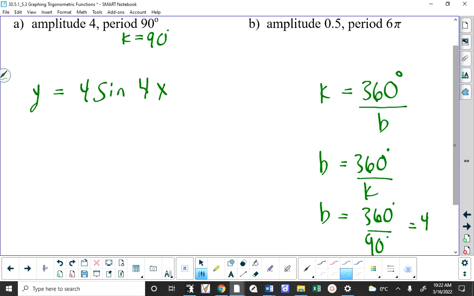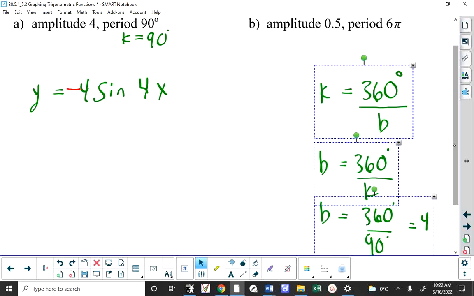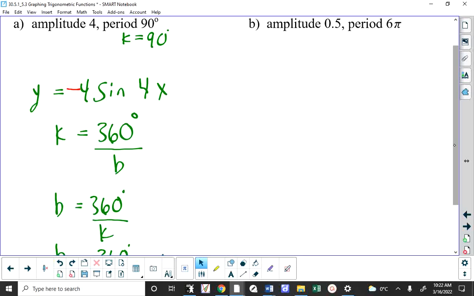There we go. Why does this question say determine an equation? The reason is we could do this. That's an equation whose amplitude is 4 and period is 90 degrees. I could put a negative in front of the 4. All right, I'll give you a minute here to write out an equation. This was for part A. I'll give you a minute here to write out an equation for part B.